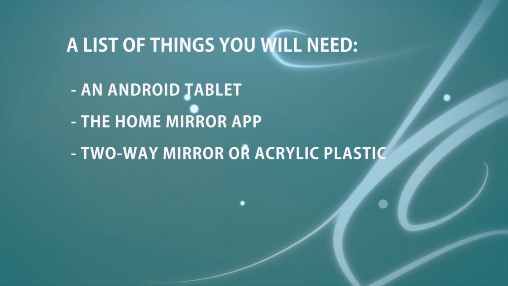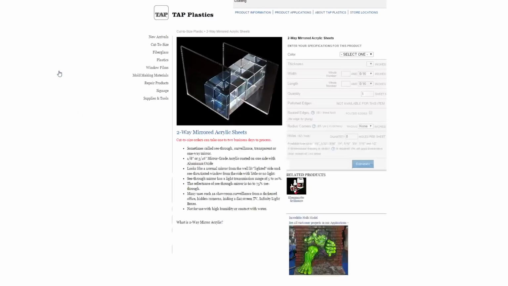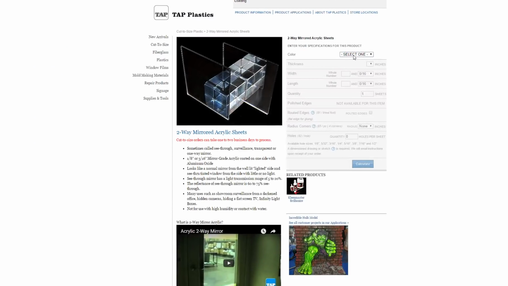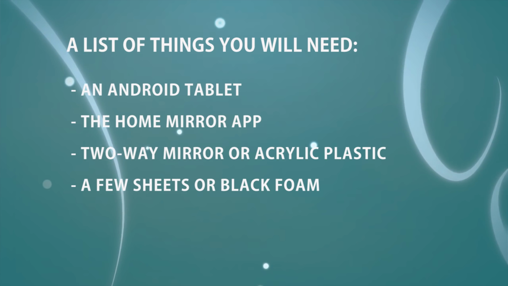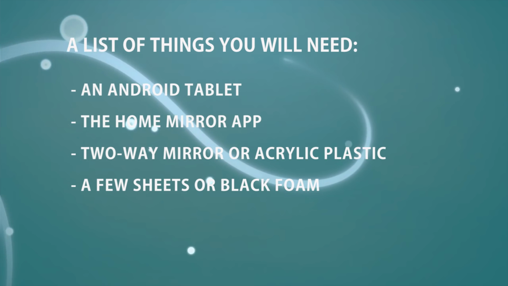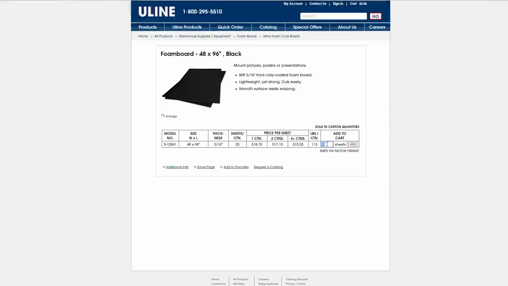Next, and the most important, is the two-way mirror. It can either be acrylic plastic or glass. We got ours online, but you can probably find them at your local glass supply store as well. Finally, get a few sheets of black foam or construction paper, enough to cover pretty much an entire face of the mirror. Once you have the materials ready, let's get started.